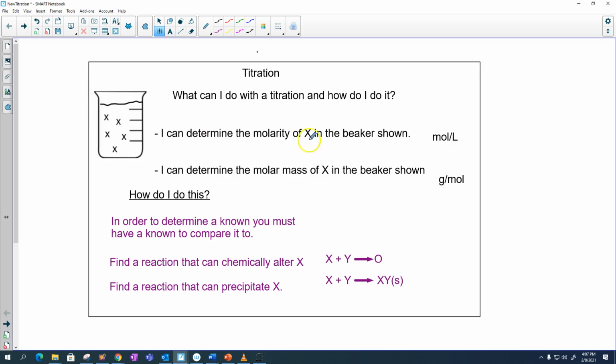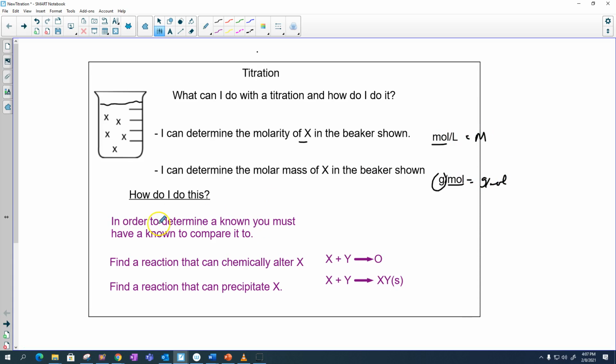So can I determine the molarity of X shown in the beaker? Can I determine the molar mass of X shown? So these are some things that we're looking to do. Ultimately, through titration, we're looking to gather moles from the titration, and from that, we can use the mass and the moles to get the molar mass, the grams per mole, or moles per liter to get the molarity. Two things that we're commonly trying to do.